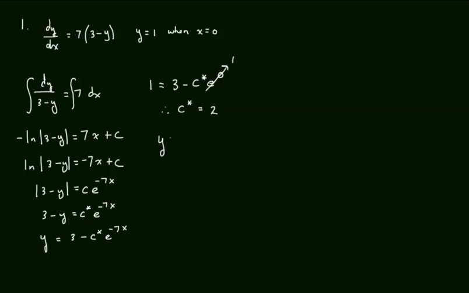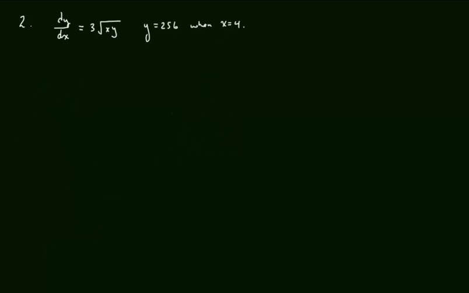And finally write the particular solution, which is 3 minus 2 times e to the negative 7x. Example number 2, I'm going to start by rewriting this in a way that makes separation a little easier. So 3x to the 1/2 times y to the 1/2. Separate the variables. dy over y to the 1/2 equals 3x to the 1/2 dx.